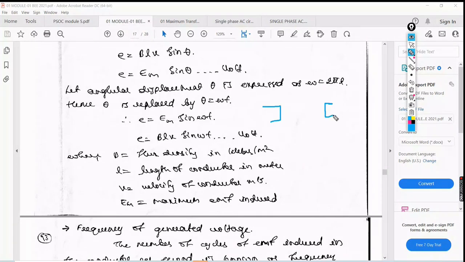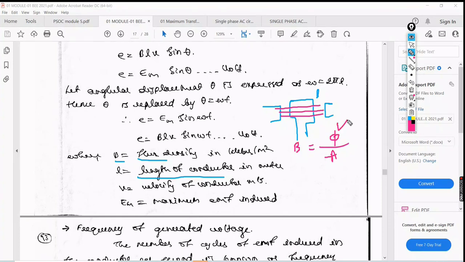Whatever the length of the conductor which is rotating in the magnetic field will be the length, that is L. B is the flux density. Whatever the magnetic field which is caused for the unit area will be represented by B, that is the flux density. Magnetic flux per unit area is represented in terms of Weber per meter square.